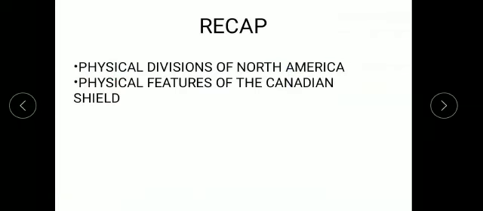So students, today we have discussed the physical divisions of North America and the physical features of the Canadian Shield.